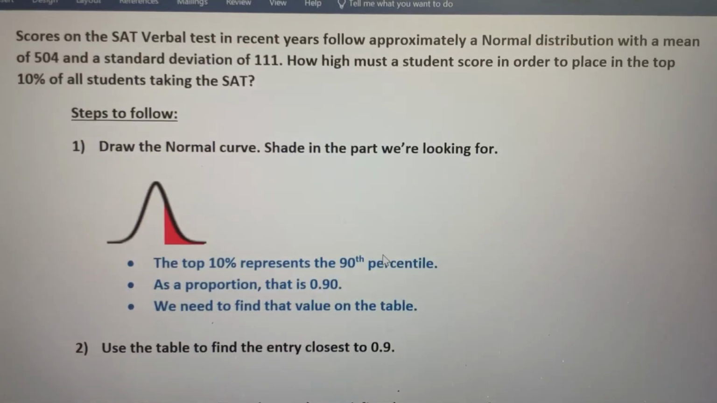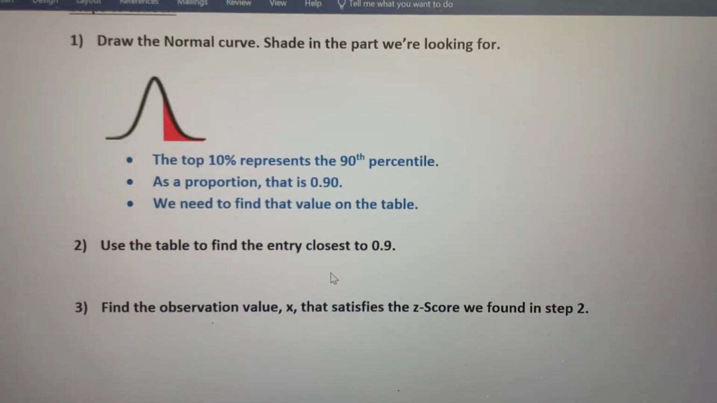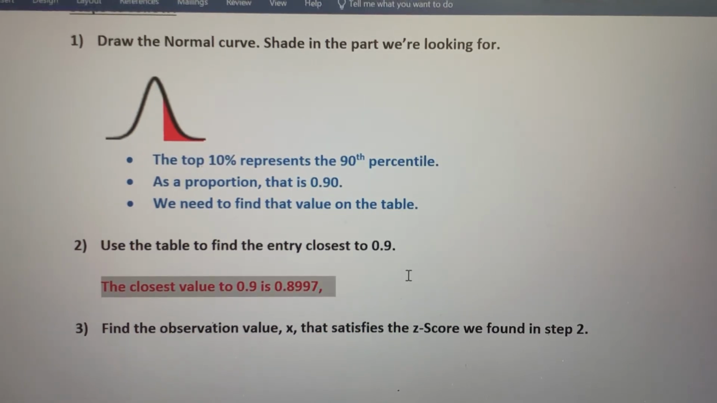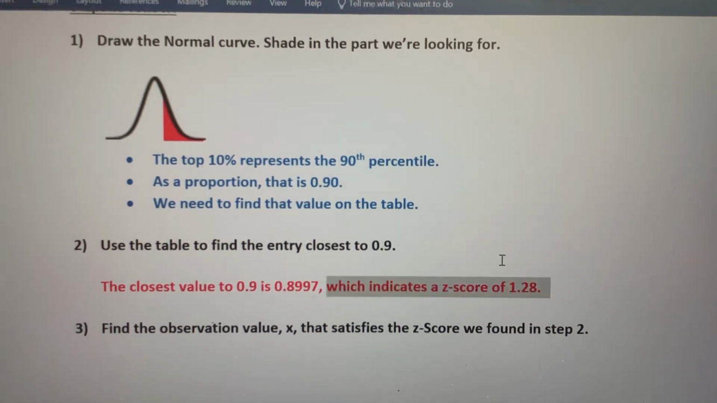All right, so we're back in here. All right, so the z-score that I want is 1.28. All right, so that's going to be the z-score that I use.